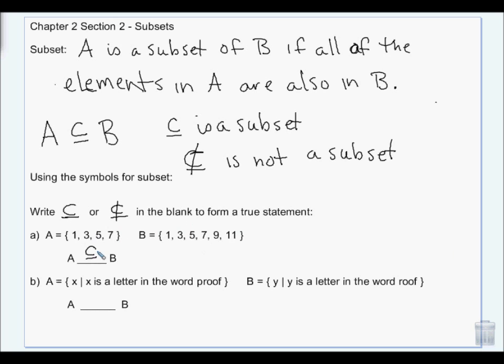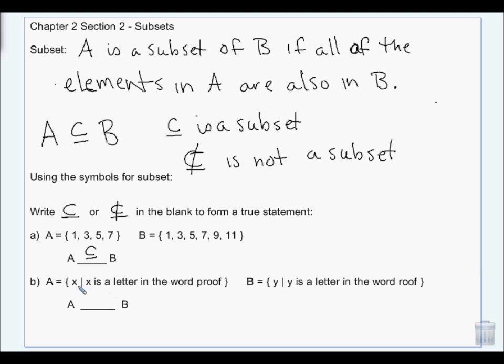How do you fill that out? So like here I say 1, 3, 5, and 7, right? So since this is A, is 1, 3, 5, and 7, I have to look in B and make sure that all of these are also in here. So it's a matching game.